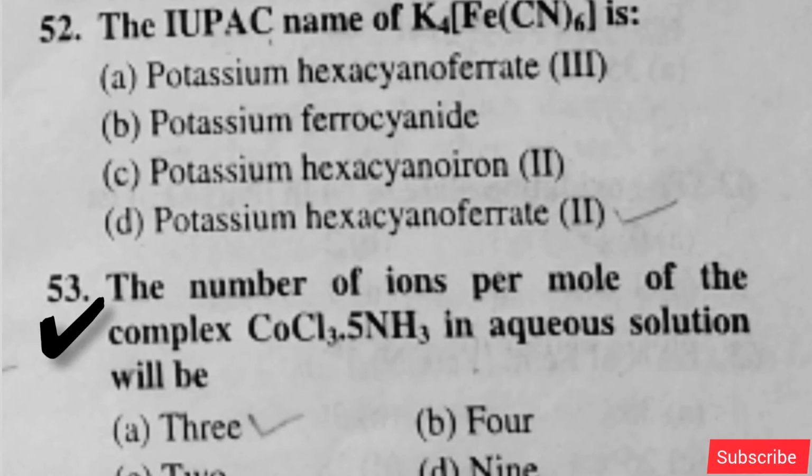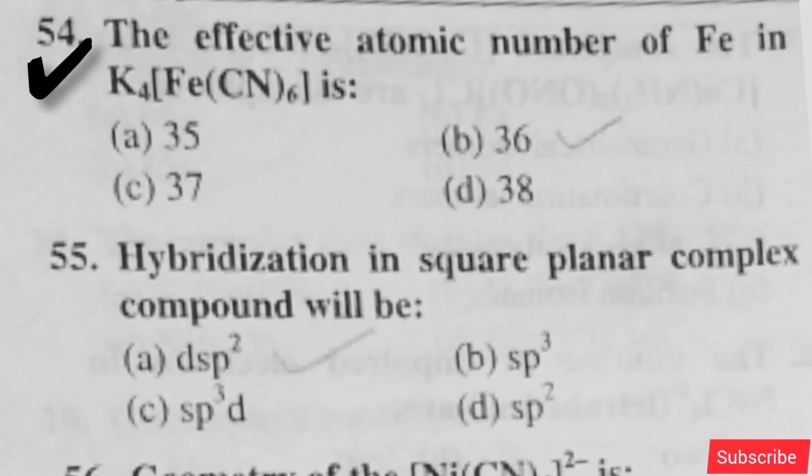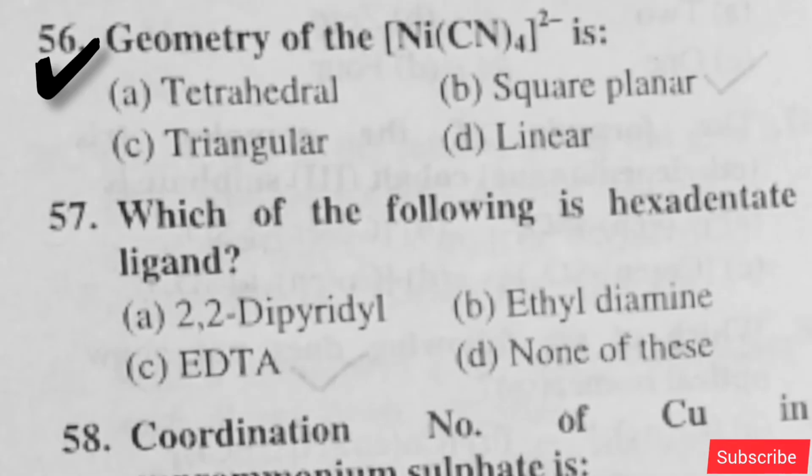Question 53: the number of ions per mole of the complex this in aqueous solution will be option A is right. The effective atomic number of Fe in this complex is option B is right. Hybridization in square planar complex compound will be option A is right. Question 56: geometry of [Ni(CN)4]2- is option B is right.